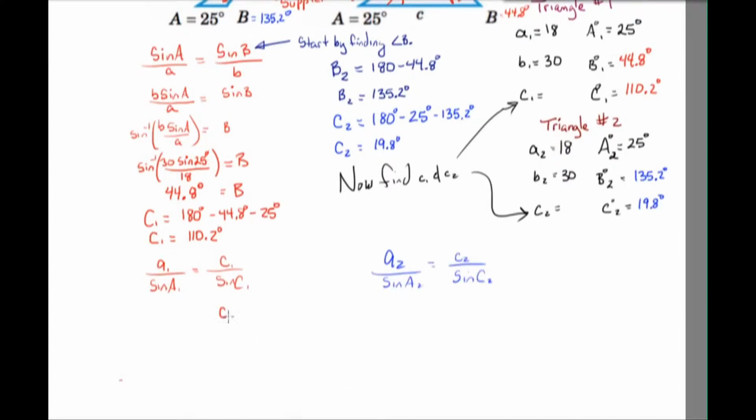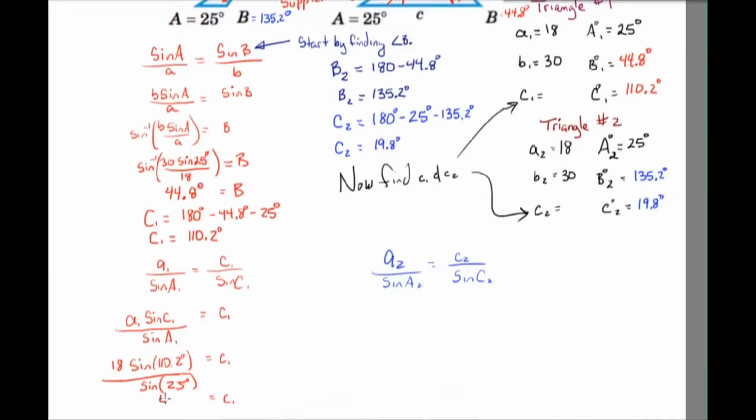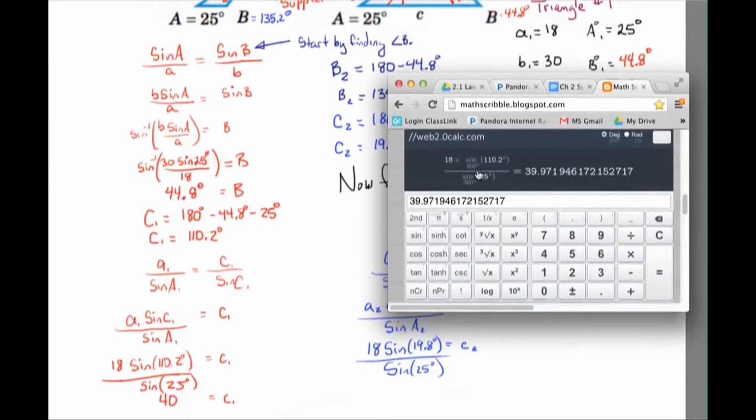I know all the other five pieces of information. I just use my law of sines now to set up my proportion to solve for little c. Use my calculator, plug it in. Okay, so I get 40, rounding to the nearest tenth here, for c sub 1. I'll put it in up there. And I know a sub 2 over sine A sub 2 equals c sub 2 over sine C sub 2. I substitute my knowns, and I find little c sub 2.